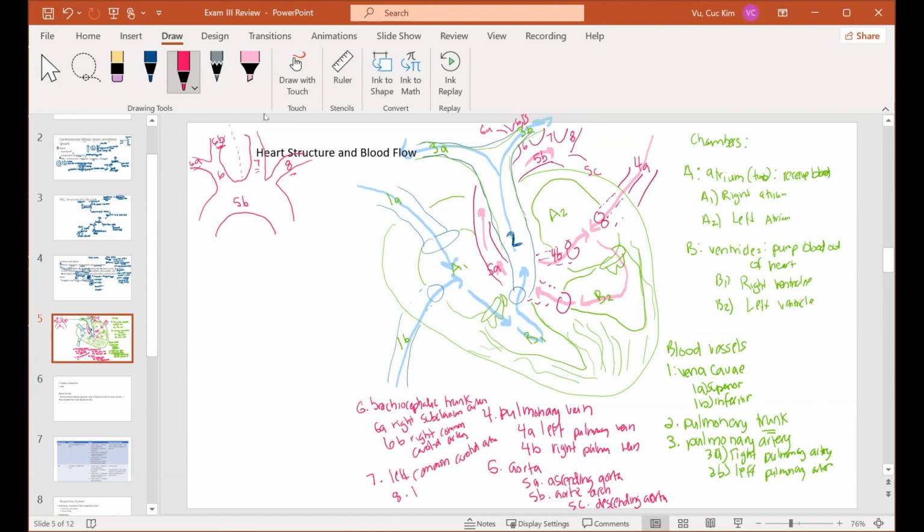Yes, that's going to be the left subclavian because it's going to go to the left arm. Okay, and those are the blood vessels. So then the last thing we want to cover are the valves.